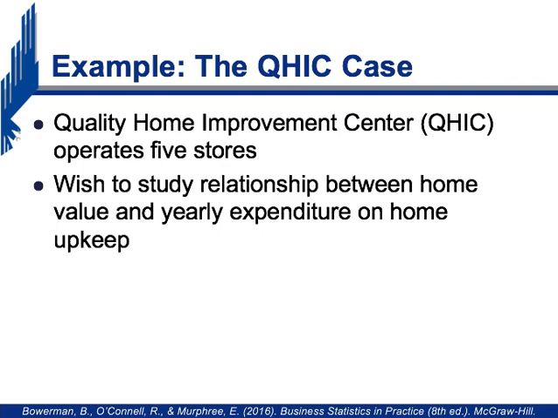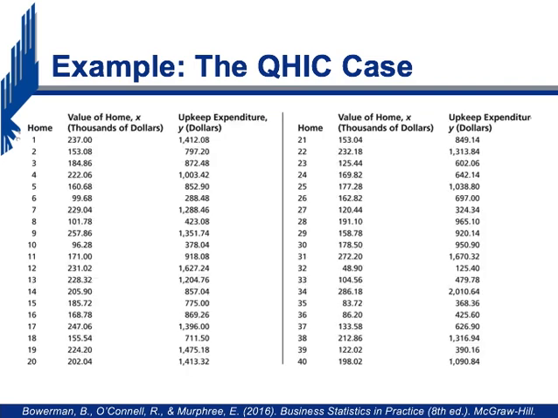Let's have the QHIC case, an example for the regression analysis. So QHIC or Quality Home Improvement Center operates 5 stores, and we wish to study the relationship between home value and the yearly expenditure on the home upkeep. So this dataset was obtained for that particular study, so it shows us 40 pairs of values of x and y, where x is the value of the home in thousands of dollars and y is the upkeep expenditure in dollars.